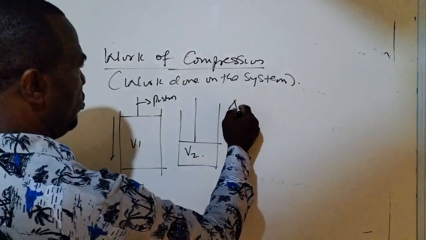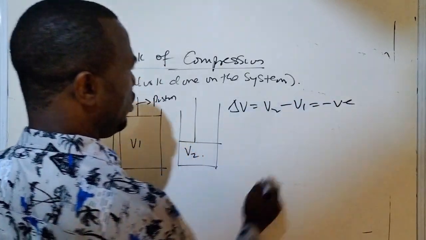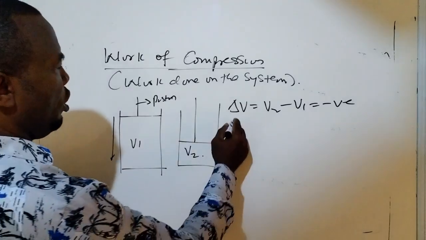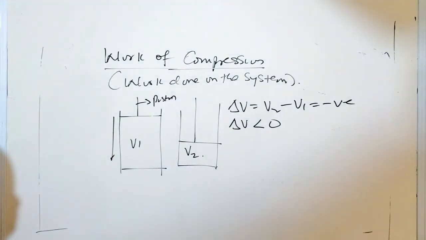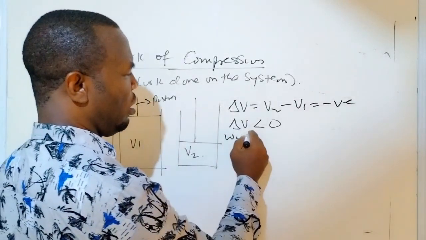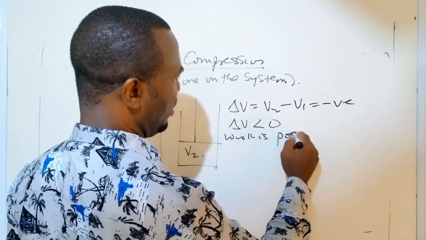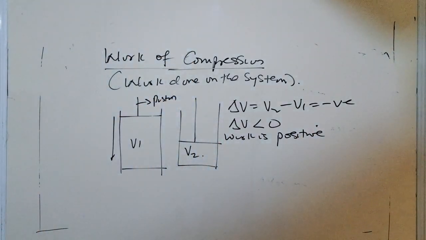The change in volume, which should be final minus initial, becomes a negative value, or the change in volume is now less than 0. In this situation, we say that work is done on the system and work is positive. We now have a positive work. Why do we say we have a positive work? Because the system is now gaining energy. We have a positive work done.